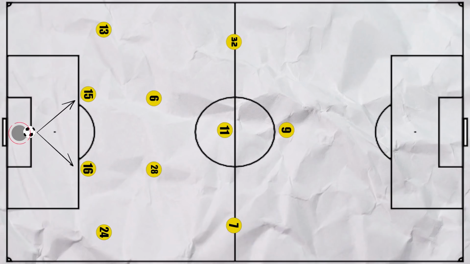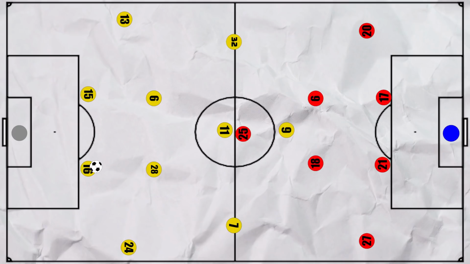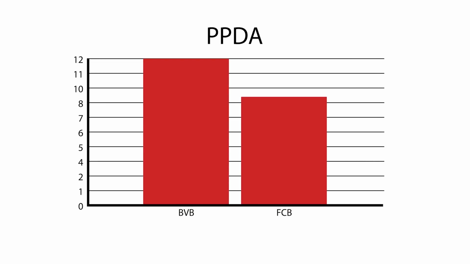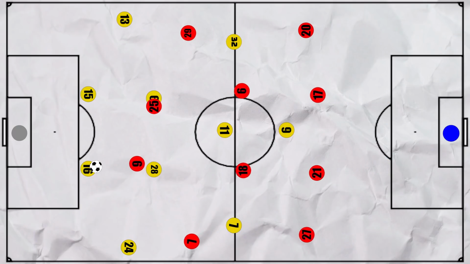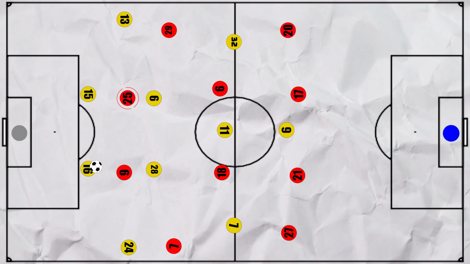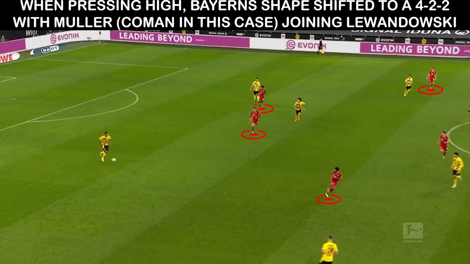When possible, Dortmund would build up short, looking to find their centre-backs, with the full-backs advancing slightly higher up the pitch. And Bayern were willing to press higher up, ending with a passes per defensive action of just over 8. This press could cause Bayern to shift to a 4-2-4, with the wingers pushing up and Müller alongside Lewandowski.